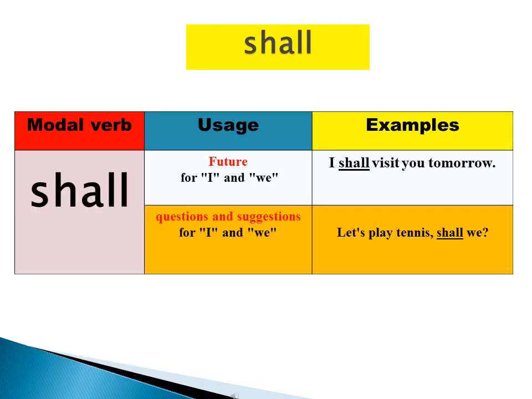Next model, which is shall. Okay. So let's see an example. I shall visit you tomorrow. So here shall is used with I or we. We can say I shall visit you tomorrow or we shall visit you tomorrow to express future. يعني باش نتكلموا على المستقبل. Look at example number 2. Let's play tennis. Shall we? So here it is a question and suggestion. يعني سؤال واقتراح. It's used also for I and we. We say I shall or we shall. Okay.